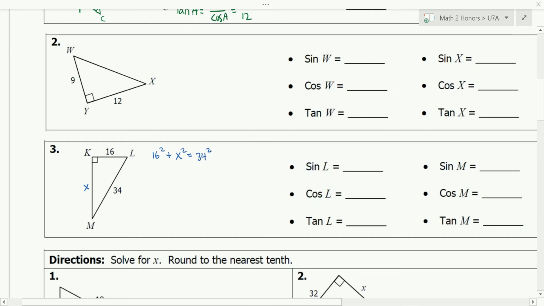And hey, you guys have calculators. What's 16 squared? And 34 squared? 256, plus x squared. What's 34 squared? 1,156. Okay. Subtract 256 from 1,156. What do we get? 900 exactly? All right, no calculator now. What's the square root of 900? 30, all right.